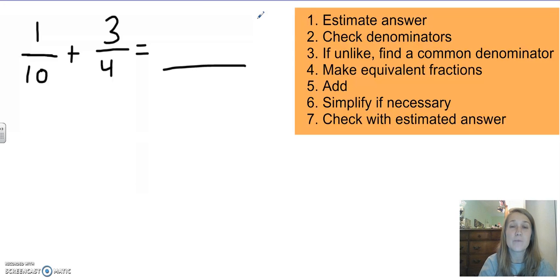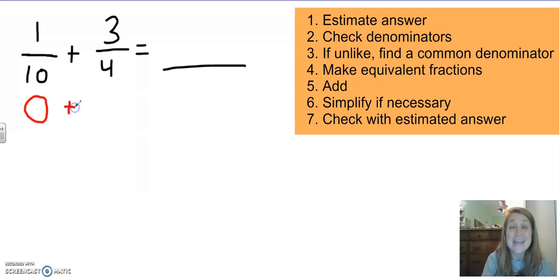So let's look here. 1/10. When we estimate 1/10, we're going to either round it to 0, 1/2, or 1 whole. Well, that's 1 out of 10 pieces. I know the halfway point is 5 out of 10 pieces, and the 1 whole point is 10 out of 10 pieces. So 1/10 is very close to having no pieces at all. So I'm going to round that answer to 0.